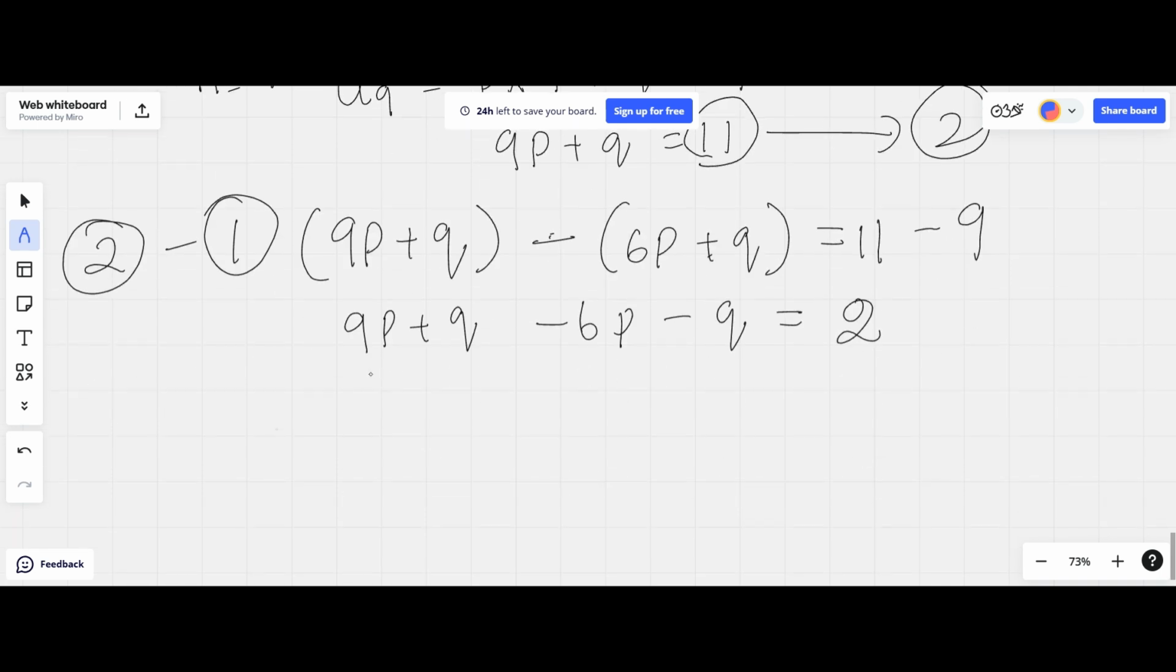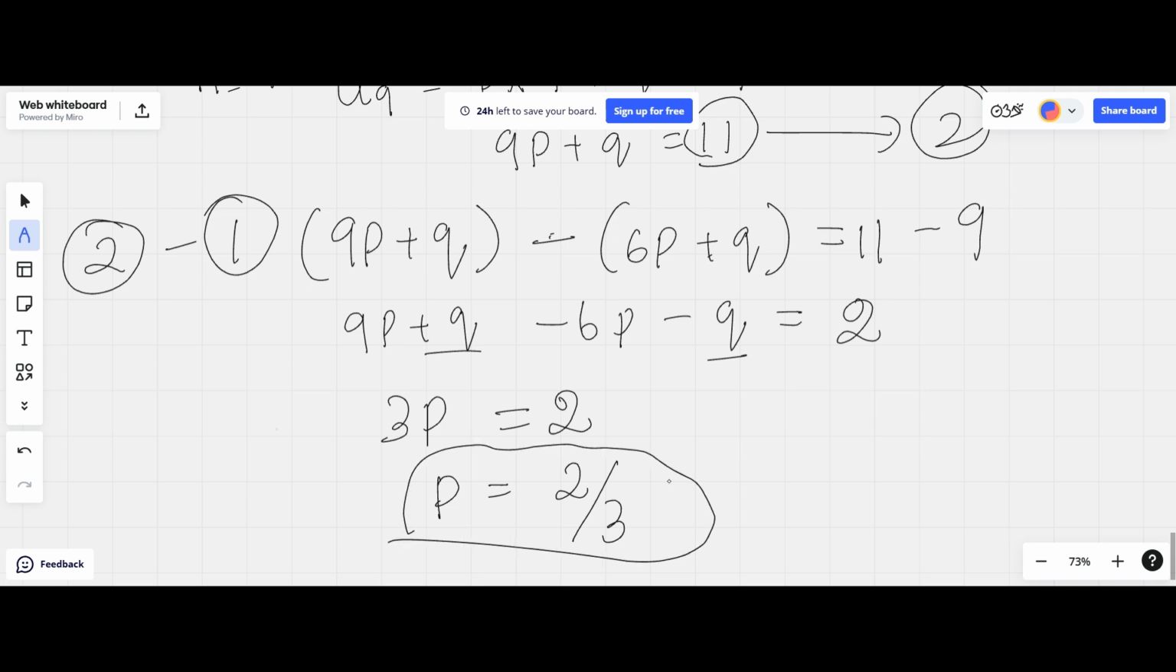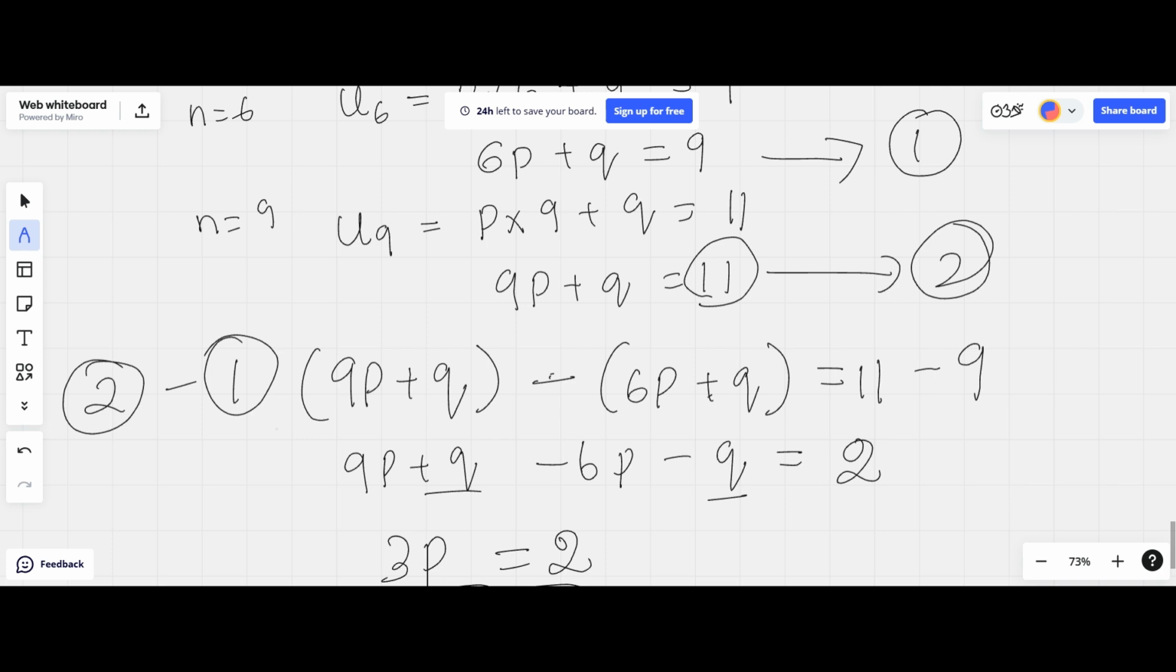9P minus 6P is 3P. Q minus Q is 0. So 3P is equal to 2, so P is equal to 2 by 3. We found one. Next, what we have to do is find the Q.